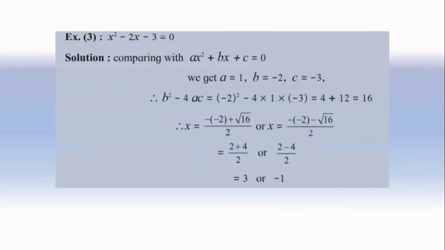Here is a third question where again an equation is given, x square minus 2x minus 3 is equal to 0. In this case a is equal to 1, b is equal to minus 2 and c is equal to minus 3. Nothing, simply we have to substitute in the formula. Take care that you are substituting the values correctly, using the signs properly and applying the principles of integers properly, and you will get the answer.